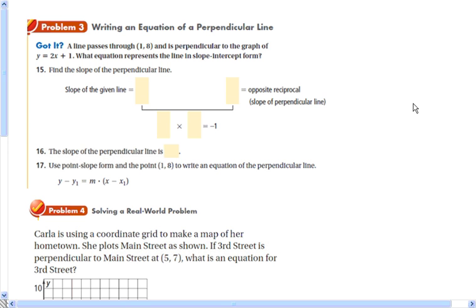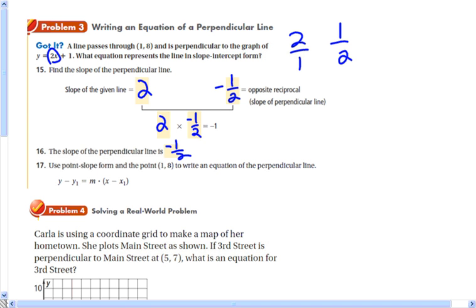So we're going to find the slope of the given line, and that's easy. Just find it right there in the slope-intercept form. That's 2. And we want to think about what is the opposite reciprocal of that. So think about this, 2 over 1, flip that over, that's 1 over 2. So negative 1/2 would be the opposite reciprocal. Just to check that, we want to make sure 2 times negative 1/2 equals negative 1. And that's true. So negative 1/2 is good.